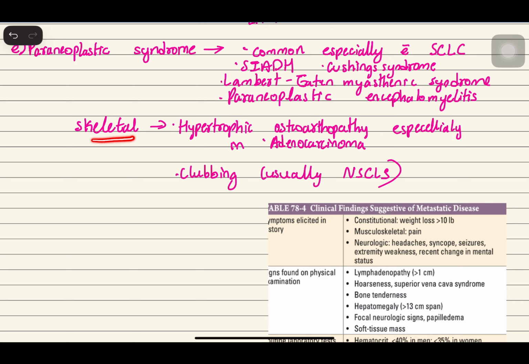Then in skeletal symptoms, there will be hypertrophic osteoarthropathy, basically joint pain or swelling. They are often present in adenocarcinoma. And clubbing, basically fingers shaped like drumsticks. It is often present in non-small cell lung cancers.